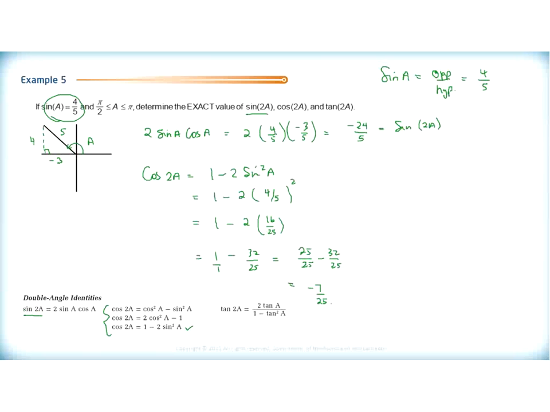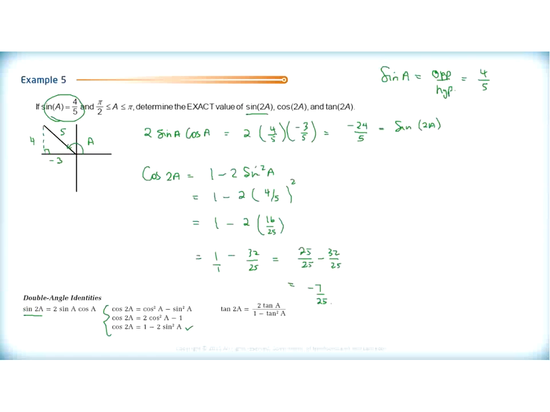I'm just going to double check my calculations here. Sine squared a is the same as sine a squared, by the way. So I took the sine of a, which is 4 over 5, and squared it to give me 16 over 25. Times 2, I get 32 over 25. 1 subtract that, and I'm pretty sure I'm correct at negative 7 over 25.